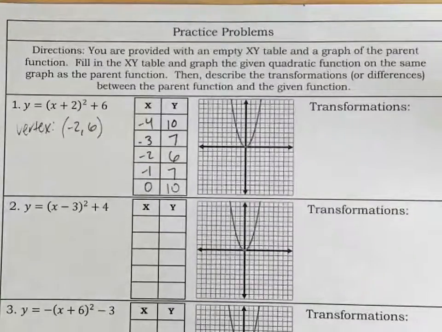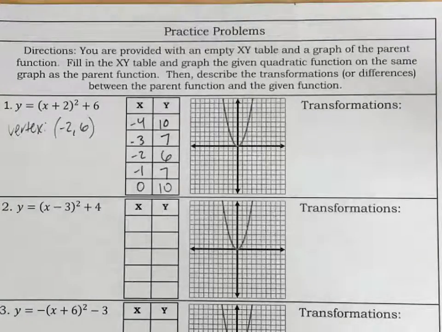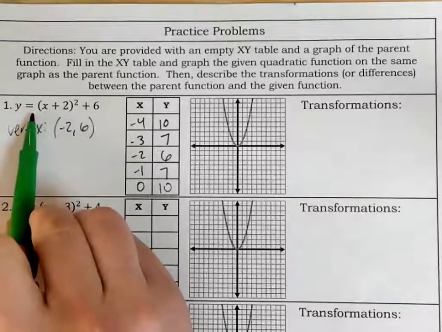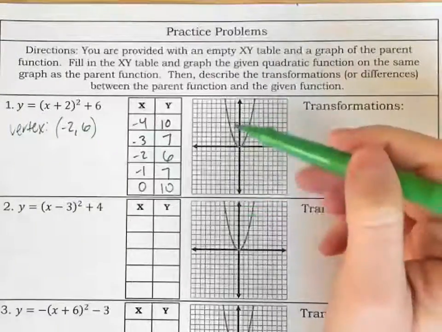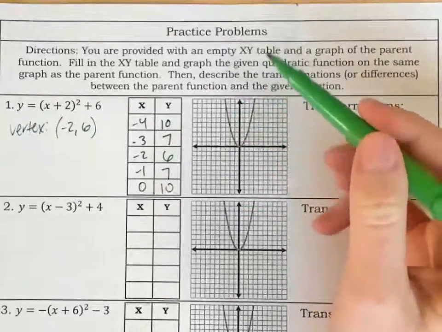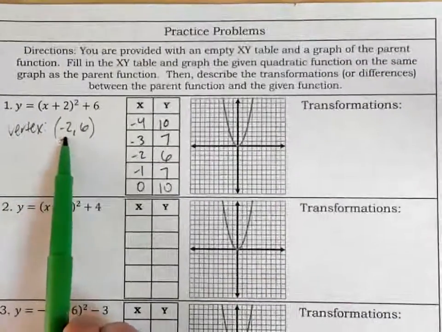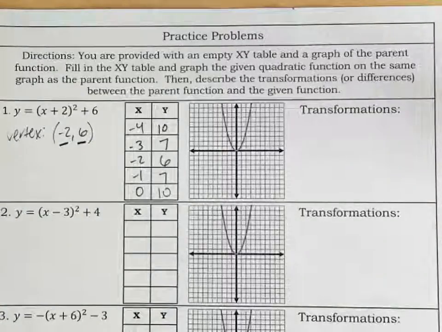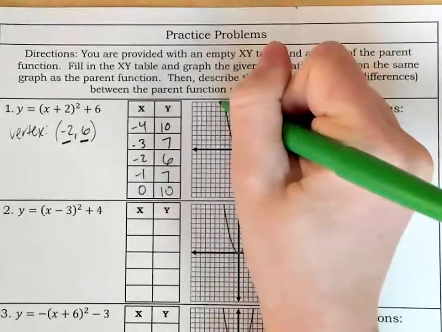As we get ready to graph this, one thing we want to look out for is that our a value is 1, so it's going to be a +1. It's going to have the same scale. It's not been flipped. It's going to be going in the same direction. Our vertex tells us that we've moved left 2 and up 6. So hopefully that's where we end up. We're going to give this a shot and graph each of these.